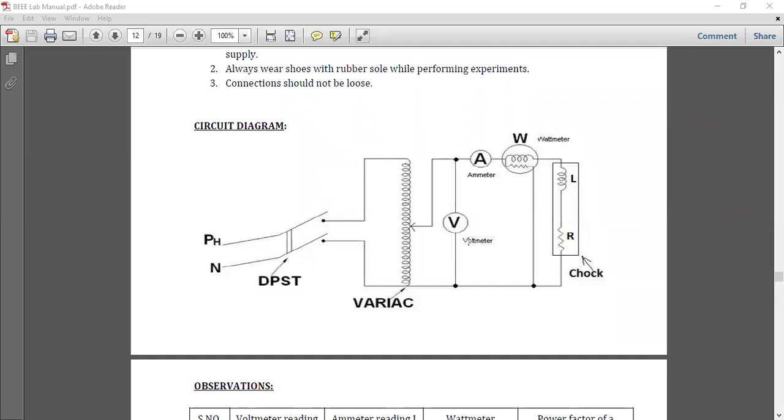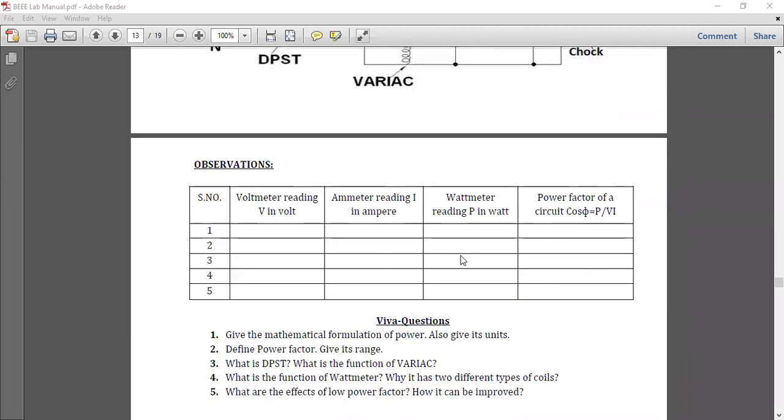One coil measures the voltage, that is connected in parallel, and the other coil measures the current, that is connected in series, and which gives you the power consumed. And this one is the choke, that is the simple RL series circuit. And next, this one is the observation table to calculate the power factor.